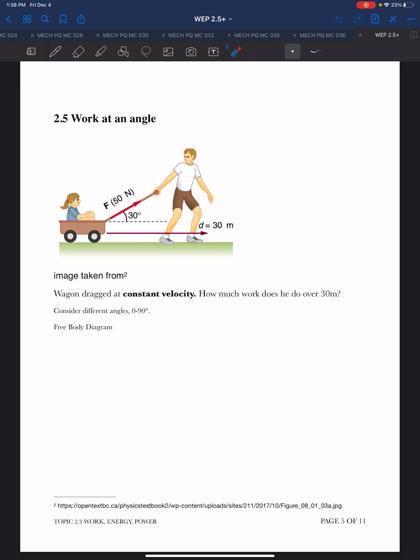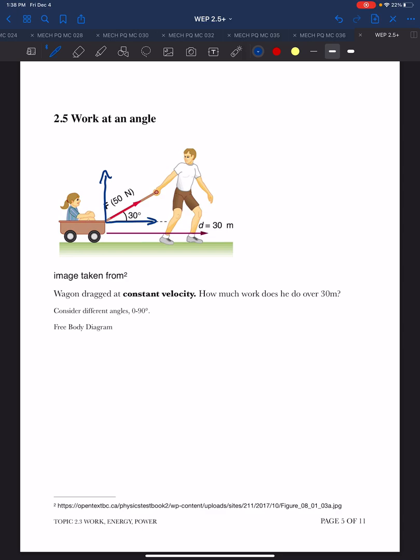If we're applying that same amount of force, let's say that father can only apply 50 newtons, and he applies it at different angles, what effect does it have? This is a habit we want to get into, imagining different conditions. What happens when we change things? What happens when the force is directed this way versus directed this way at 90 degrees?